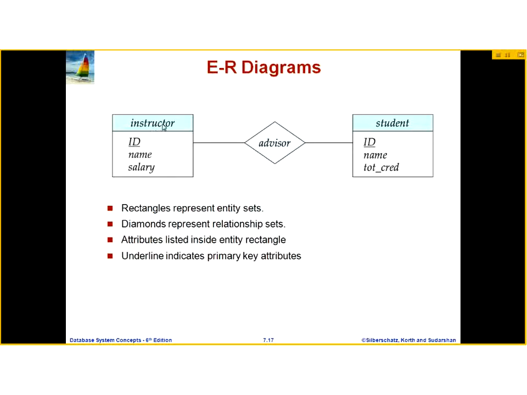In entity relationship diagrams, we model the entity sets through these rectangles. On the top of the rectangle, the name of the entity is mentioned, and below it, the attributes are mentioned. The primary key is underlined, and the relationship is represented with a diamond-shaped symbol, and the name of the relationship is written over here. So instructor and student have an advisor relationship, and they are linked to each other.